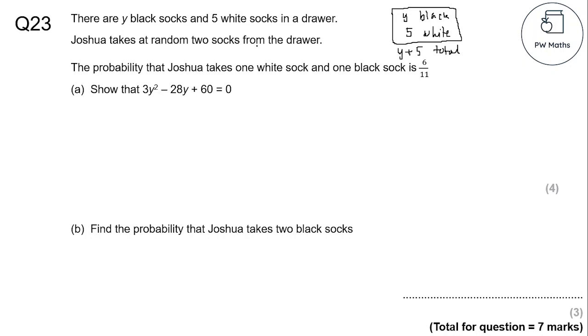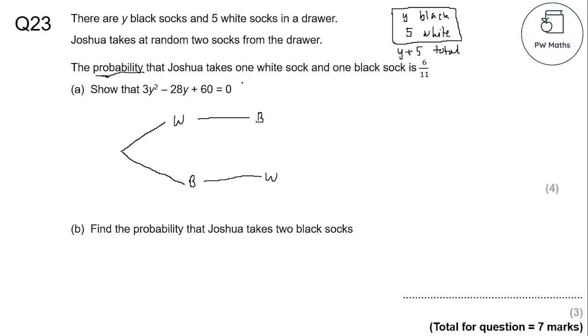Joshua takes at random 2 socks from the drawer. The probability. Now, probability suggests I'm either going to be using a tree diagram or Venn diagram or sample space, and I think this is a probability tree. We've got to take 1 white sock and 1 black sock. But of course, there's a different way we could take 1 white and 1 black. We could take the black sock first and the white sock afterwards.